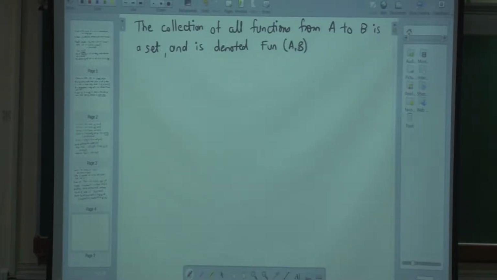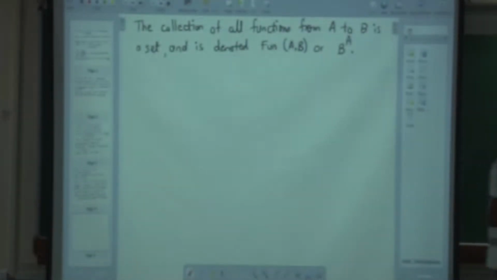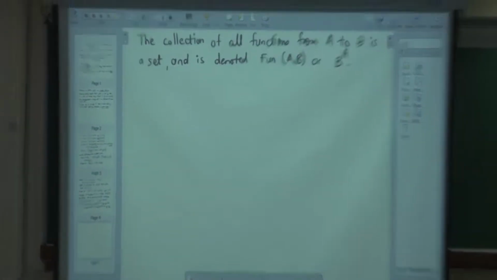fun AB, yeah, because we are going to have fun, or B to the power A. Okay, that's also another notation. Actually, there is a lot that you can play around with. I'm sure you have done this. So, if B and A happen to be two finite numbers, let's say 3 and 2, then how many functions are there from 2 to 3?